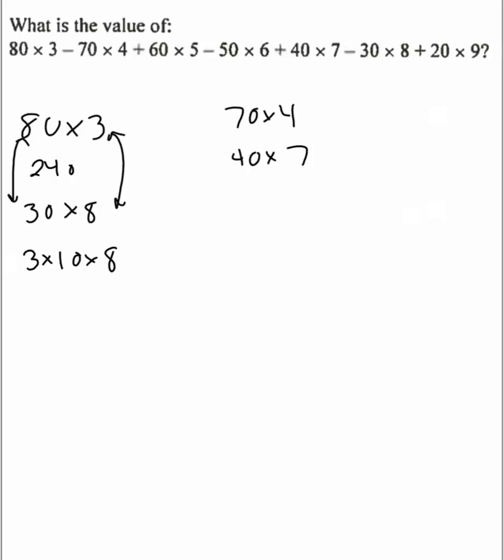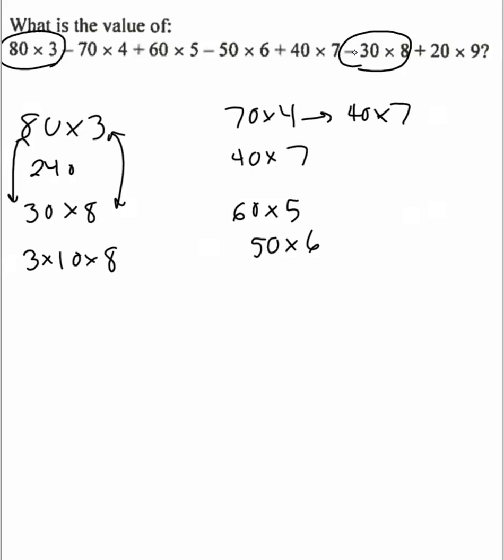This one, 70 times 4, is really the same as 40 times 7. And then you're also going to find that a little bit later on, 60 times 5 is the same as 50 times 6. So what you're going to find is that 80 times 3 take away 30 times 8, those are actually the same thing, and they're gone.